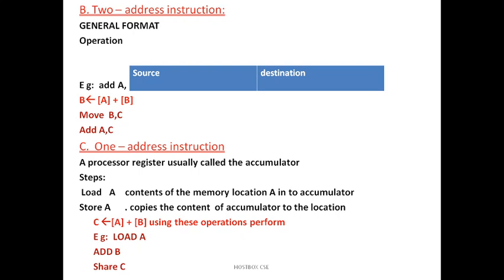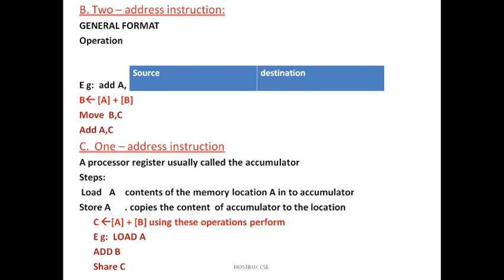There will be a small problem that arises with the two address type. In the three address type, whatever information you give, A, B, the contents of A and B are never destroyed. But when I come to the two address instruction type and give add A, B, the content of B is destroyed.